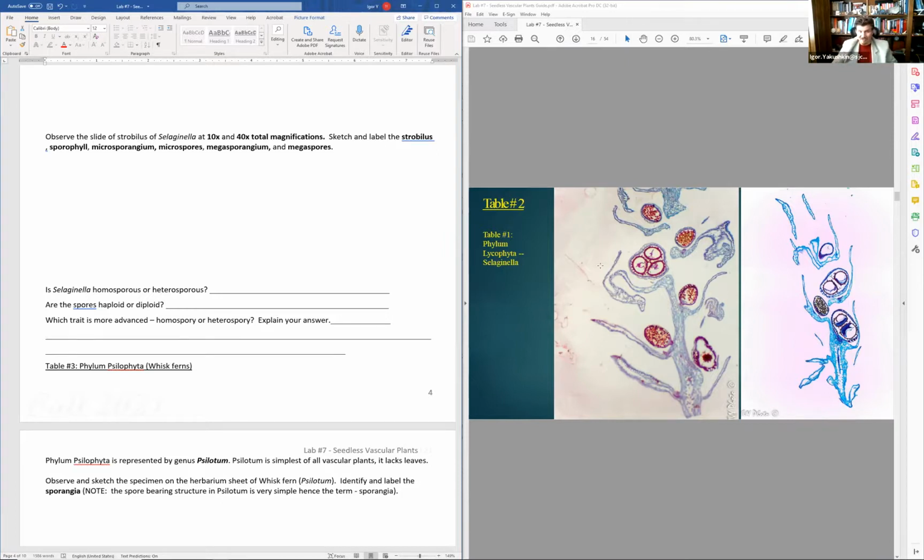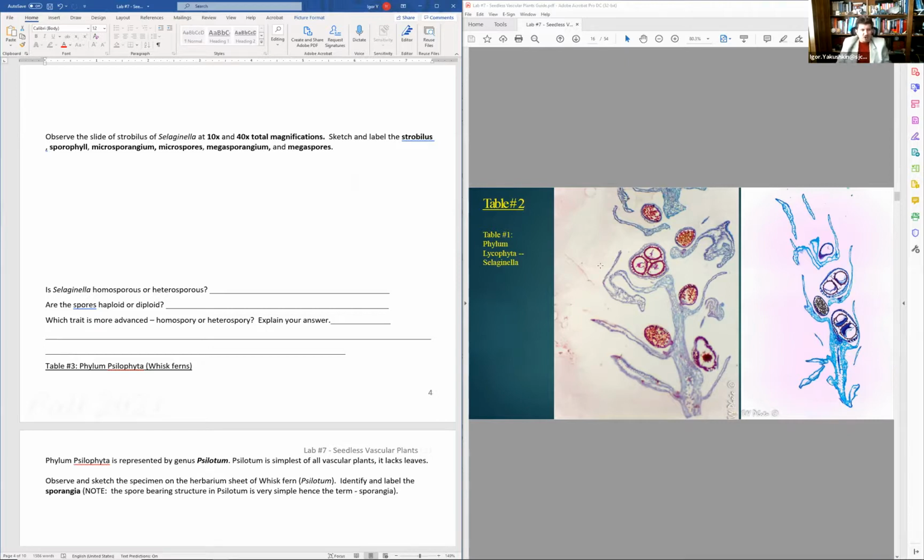I don't know how many times I told you spores are haploid, and then I'm saying, hey guys, what about the megaspores? And then you start doubting yourself. Don't do that. You know this stuff. Megaspores? Okay, spore haploid, moving on.